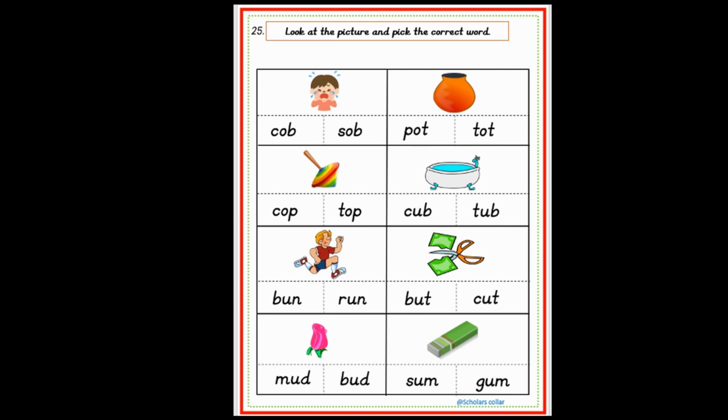Look at the picture and pick the correct word here too. This is sob. This is pot. This is tub. This is top. This is run. This is cut. This is gum. And this is bud.